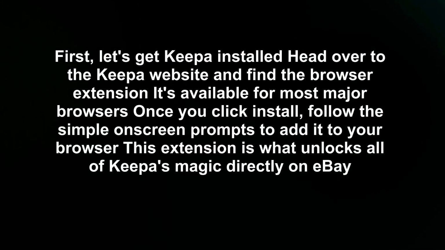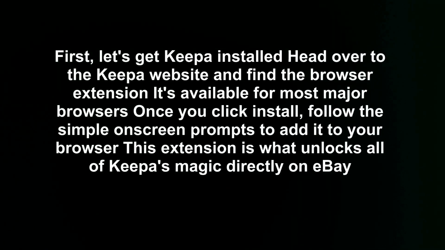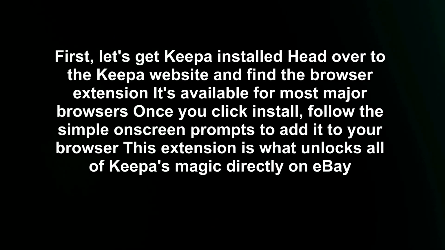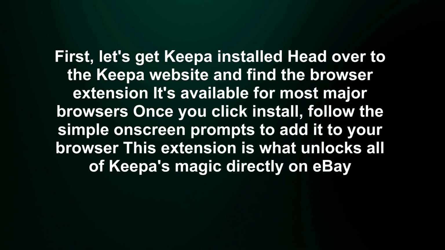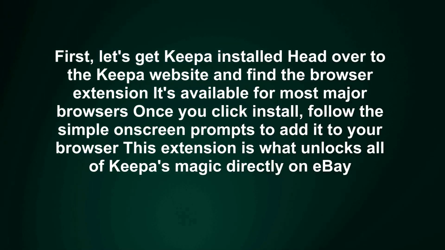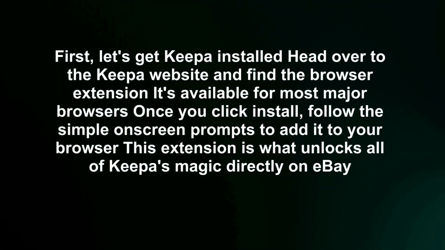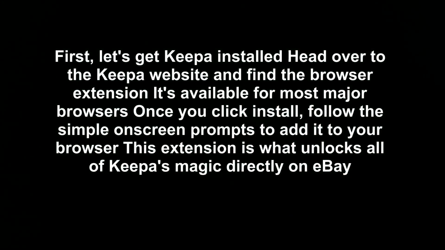First, let's get Keepa installed. Head over to the Keepa website and find the browser extension. It's available for most major browsers. Once you click install, follow the simple on-screen prompts to add it to your browser. This extension is what unlocks all of Keepa's magic directly on eBay.